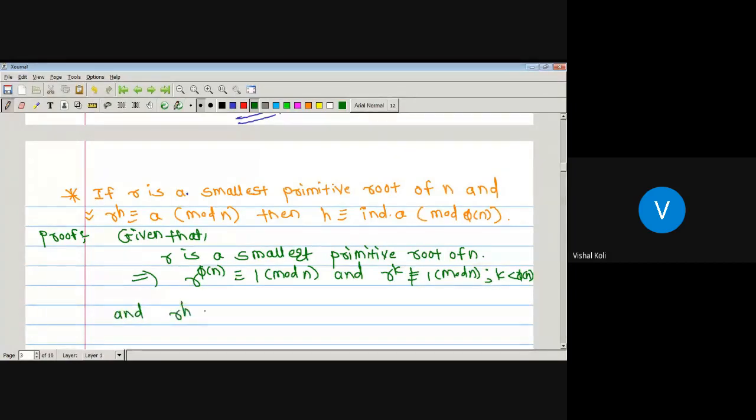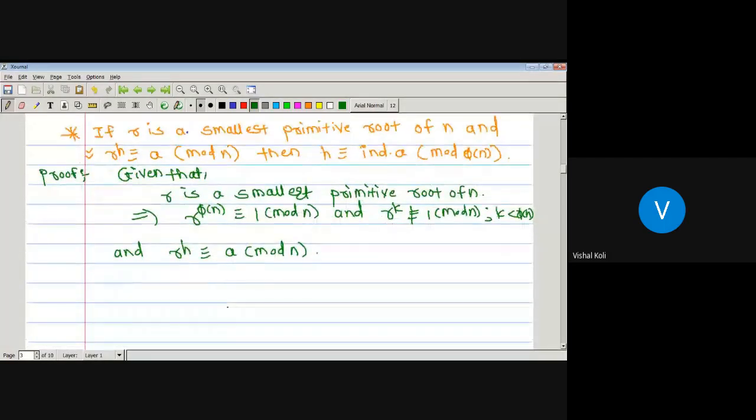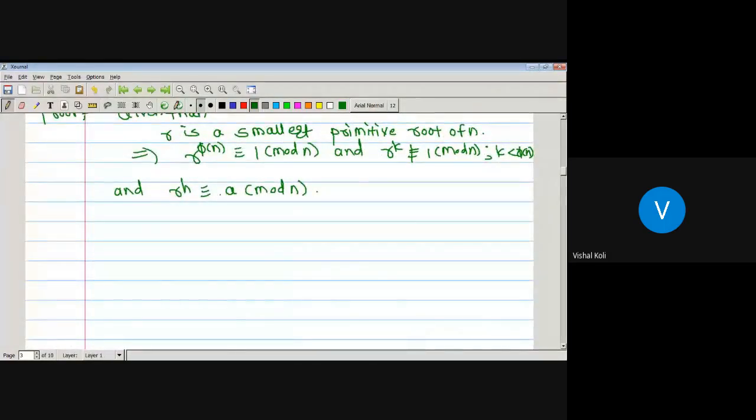We also have given that r to the power h is congruent to a modulo n. As r to the power h is congruent to a modulo n, then by the definition of index of an integer a modulo n, a is nothing but r to the power index of a. Therefore r to the power h is congruent to r to the power index of a modulo n.